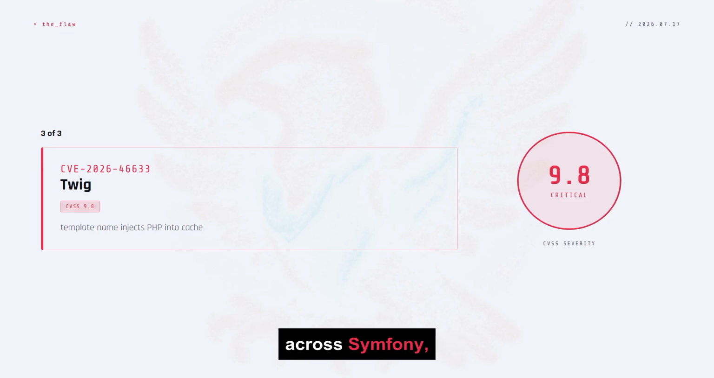Twig, the PHP templating engine used across Symfony, Drupal, Craft CMS, and hundreds of other frameworks, has 6 CVEs this week. And collectively they mean the sandbox cannot be trusted on any version below 3.270. The most severe, scored 9.8, lets a crafted template name inject arbitrary PHP directly into Twig's compiled cache file. That's pre-sandbox, at the compiler level.